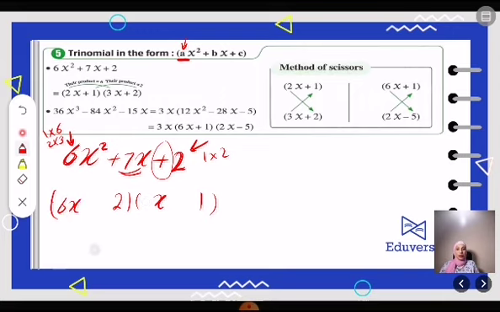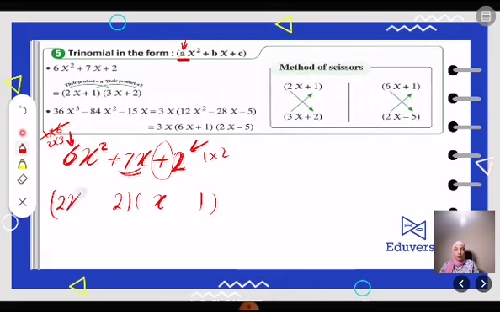This is the method how to solve a question like this one, how to factorize it. 6 multiply 1 is 6x. 2 times x equals 2x. Their sum is not 7, it's 8. So now I know that it's not 1 and 6. This is not the right solution.